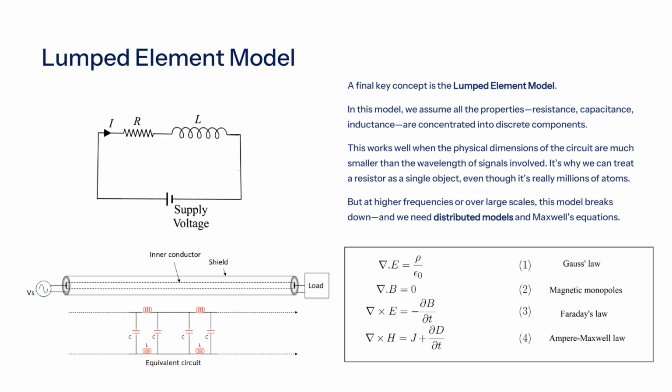A final key concept is the lumped element model. In this model, we assume all the properties, resistance, capacitance, inductance, are concentrated into discrete components. This works well when the physical dimensions of the circuit are much smaller than the wavelength of signals involved. It's why we can treat a resistor as a single object even though it's really millions of atoms. But at higher frequencies or over large scales, this model breaks down, and we need distributed models and Maxwell's equations.